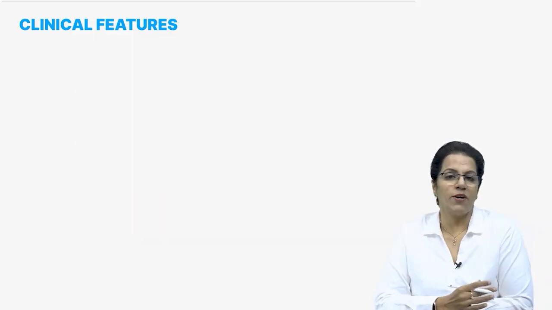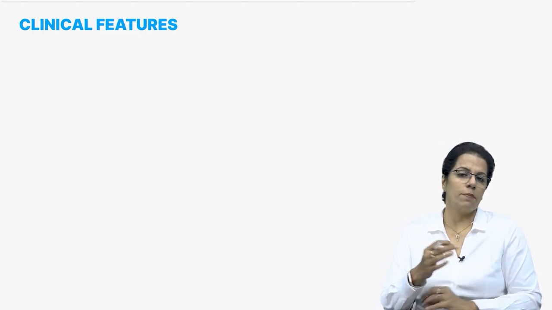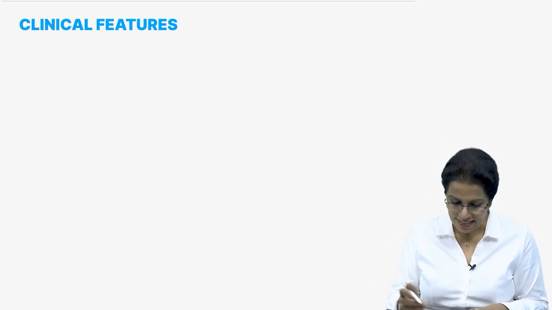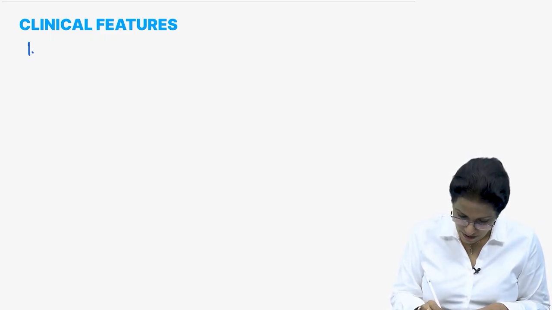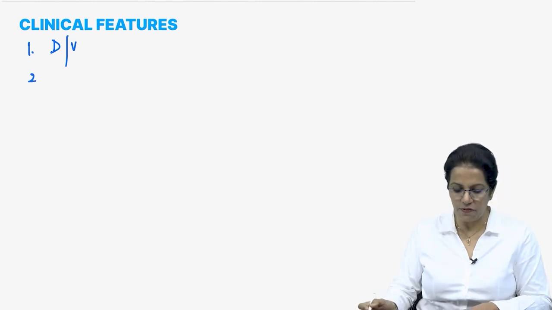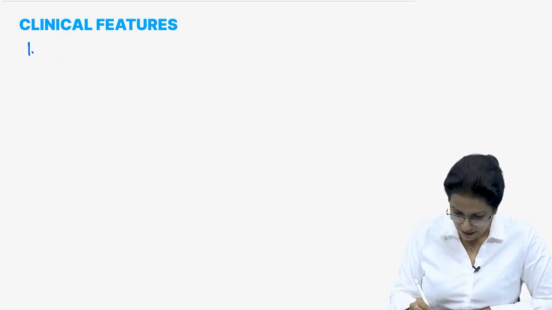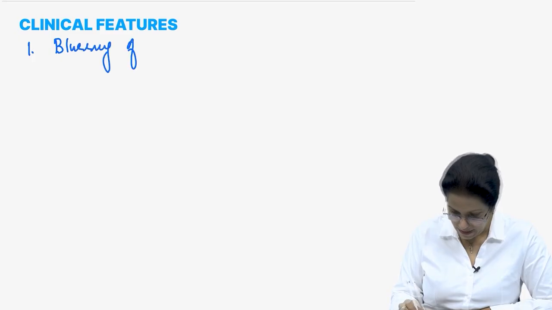Right. Now, let's talk about the clinical features. How will a patient of cataract present? It's common sense. There's an opacity which is hindering the light rays. I already explained this. So, what will happen first? Blurring of vision, which can later lead to diminution of vision. First we should write blurring. So first is your blurring of vision, right, all of you? And this will later lead to diminution of vision.